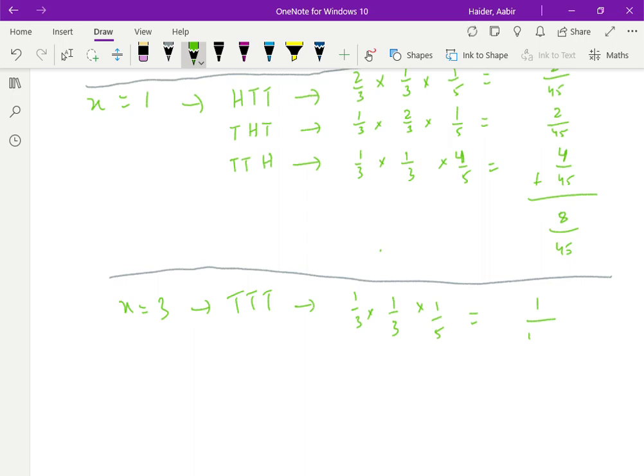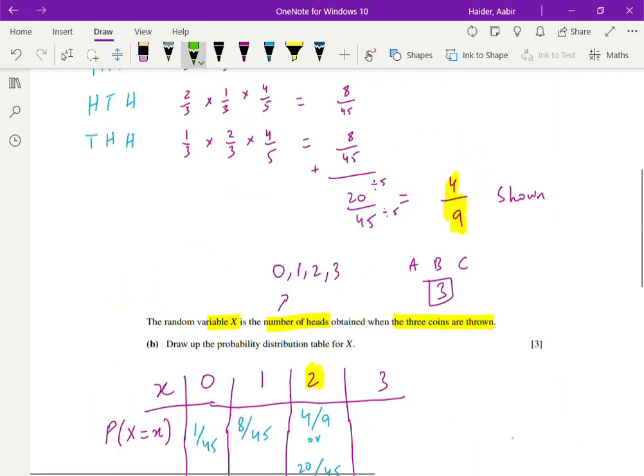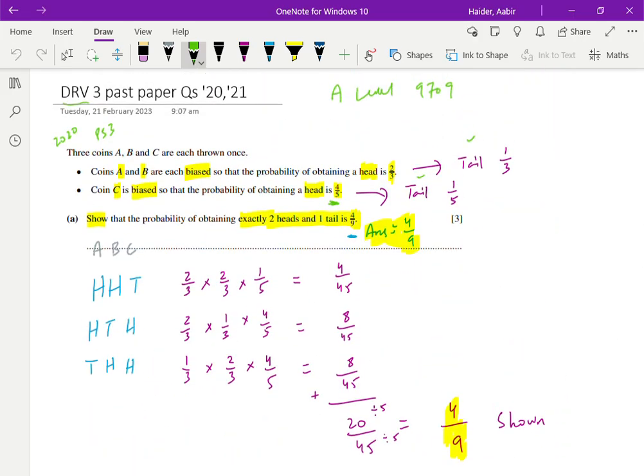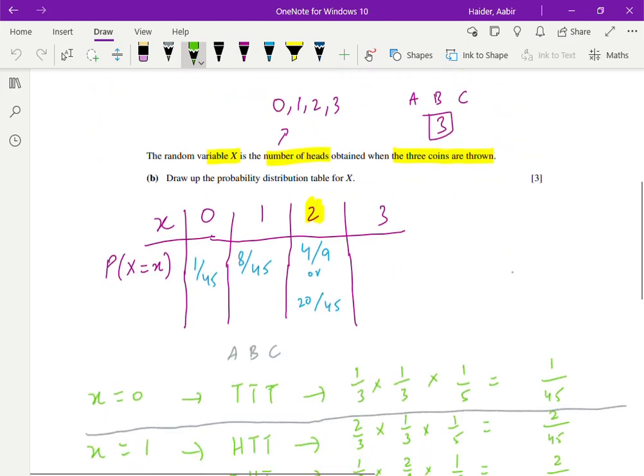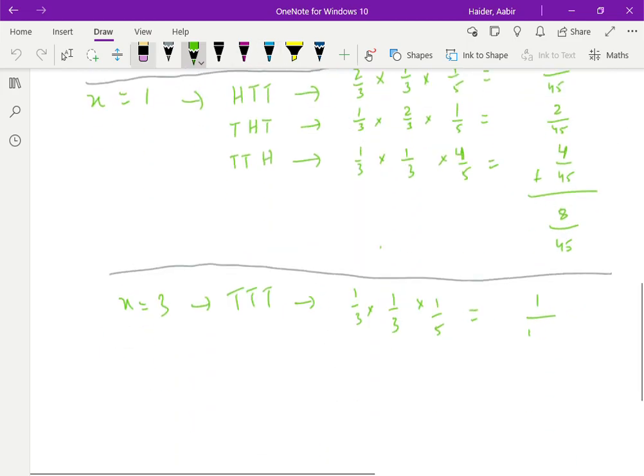Okay, have we already done for 2? Yes, we have. And for these tails, we have 1 over 3, 1 over, oh, sorry, my bad. We want 3 heads. We don't want 3 tails. We rather want 3 heads because x, remember, was defined as the number of heads. So 3 means 3 heads, all heads.